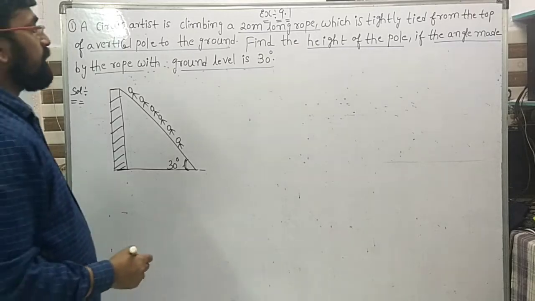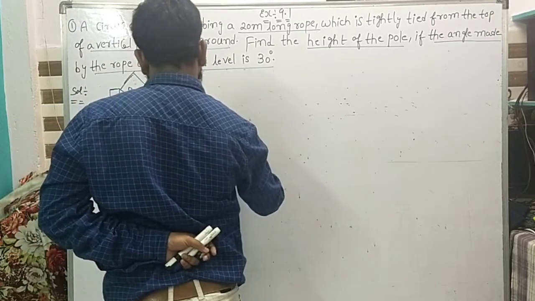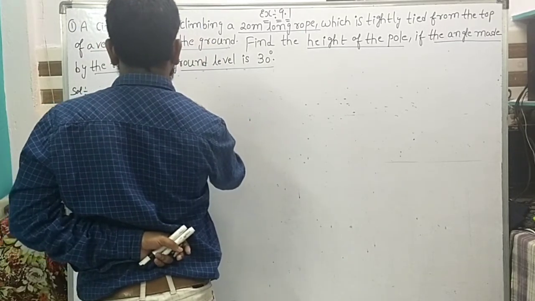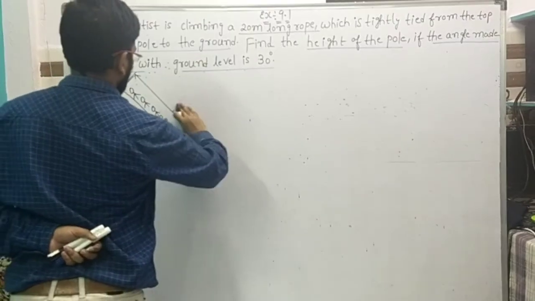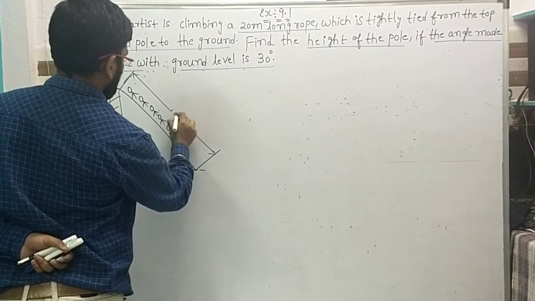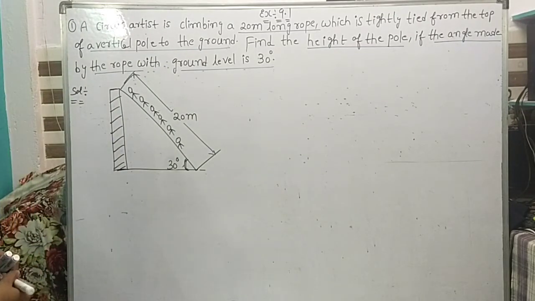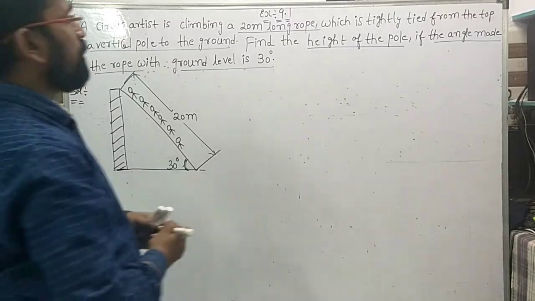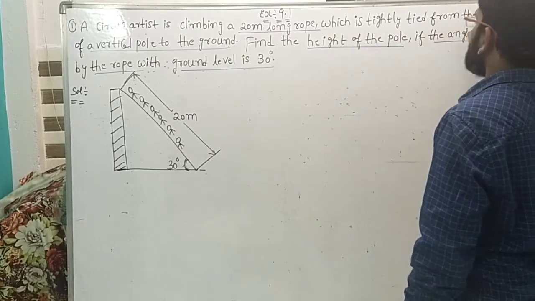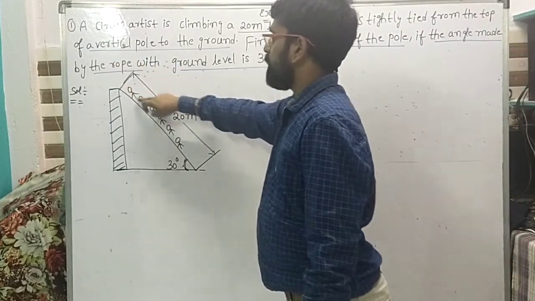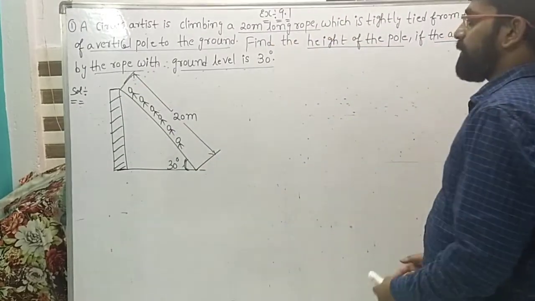And the circus artist is climbing a 20 meters long rope. So what is this distance? This distance will be how much? 20 meters, the 20 meters long rope. Next, find the height of the pole, which is tightly tied from the top of the vertical pole to the ground. Find the height of the pole, the angle made by the rope.